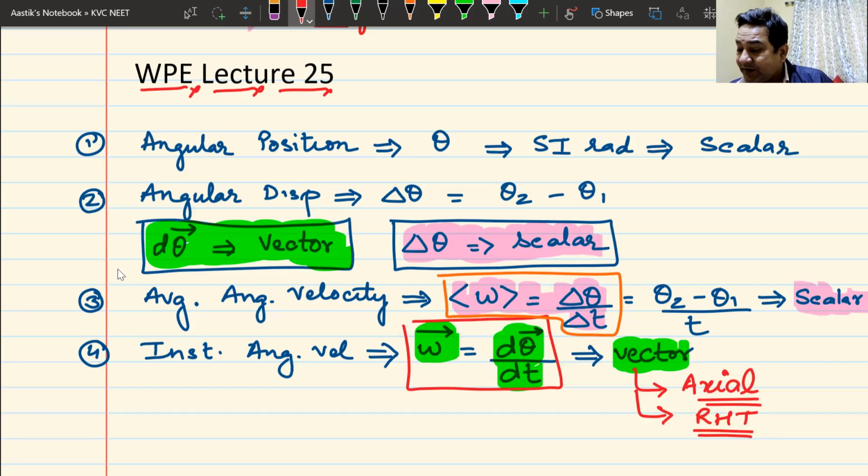Then the next thing that we discussed was uniform circular motion. Yes, we discussed angular acceleration as well. So let us first discuss UCM. If omega is constant, then the motion is known as UCM. In that case, average angular velocity will be equal, magnitude wise, to instantaneous angular velocity.